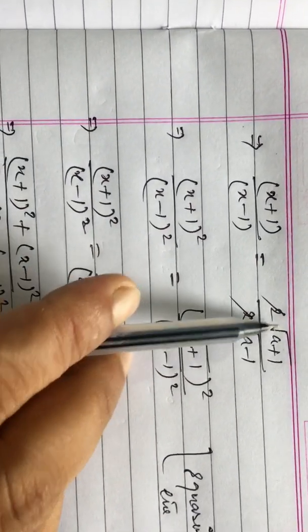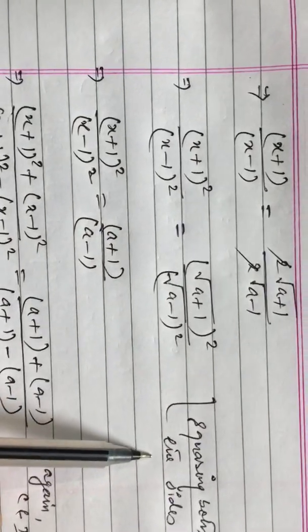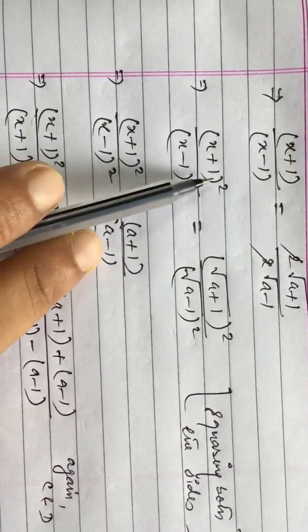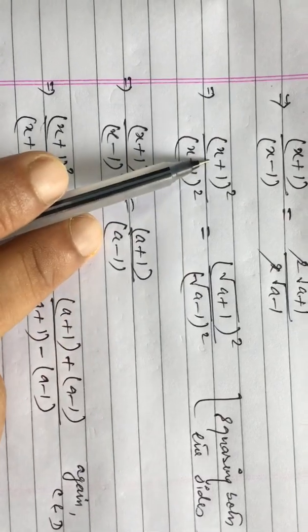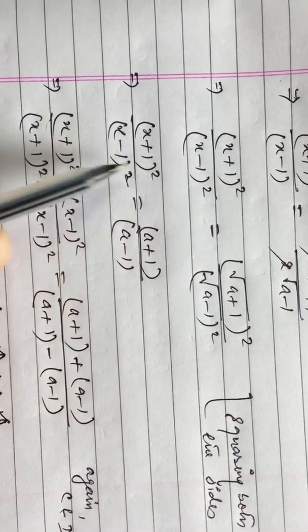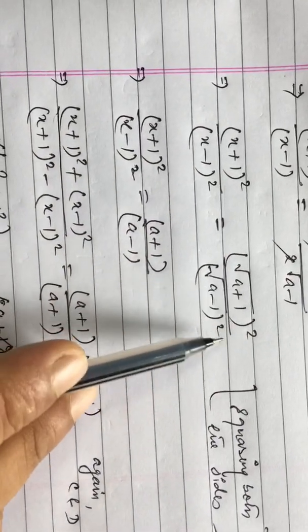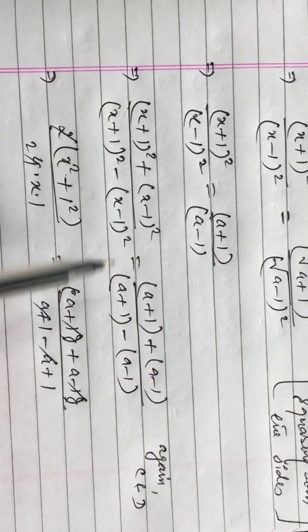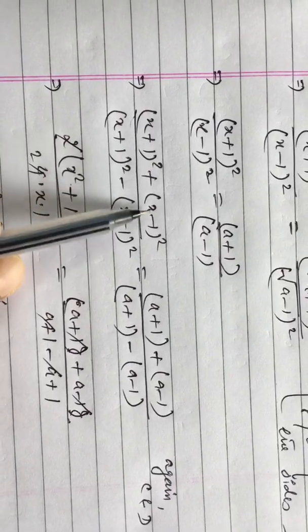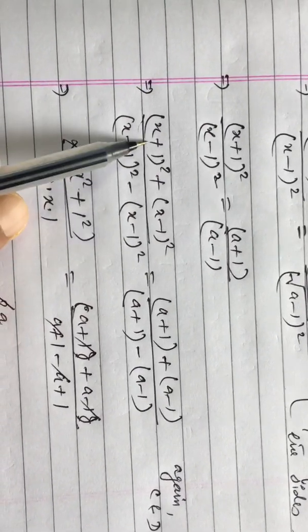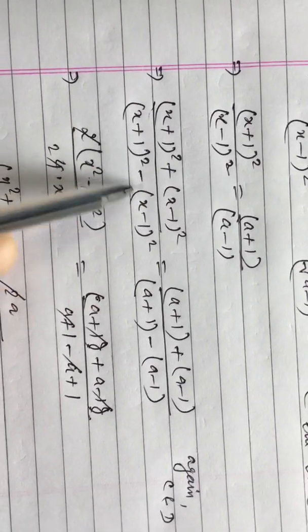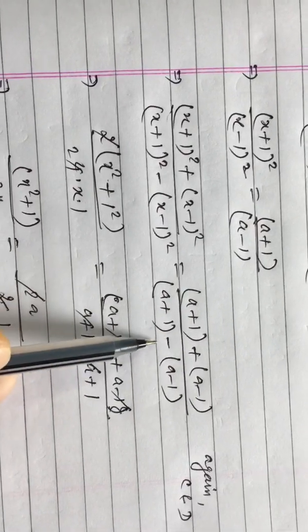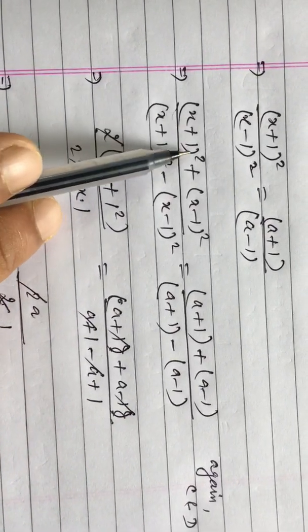For removing the square root, we take squaring on both the sides. Squaring both the sides, here, here, here, here. A, x plus 1 whole square, x minus 1 whole square. The square root will be cancelled. So again applying C and D. It is A plus B, it is A minus B. Same term, plus and minus. Same term, plus and minus. So A plus B whole square.